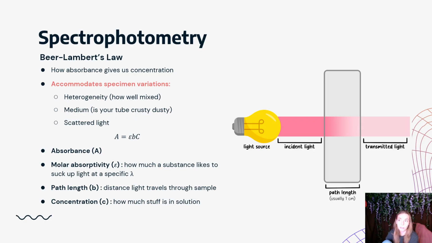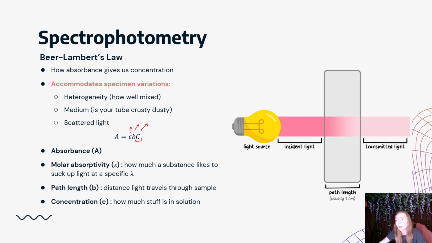The thing about Beer-Lambert's law that we really like is that it does accommodate specimen variations. It can accommodate how well your specimen is mixed. Is your tube crusty dusty? Are we losing scattered light? Stuff like that. So Beer-Lambert's law is nice. It just has some accommodation going on there. Anyway, our formula for Beer-Lambert's law is absorbance equals molar absorptivity times path length times concentration.